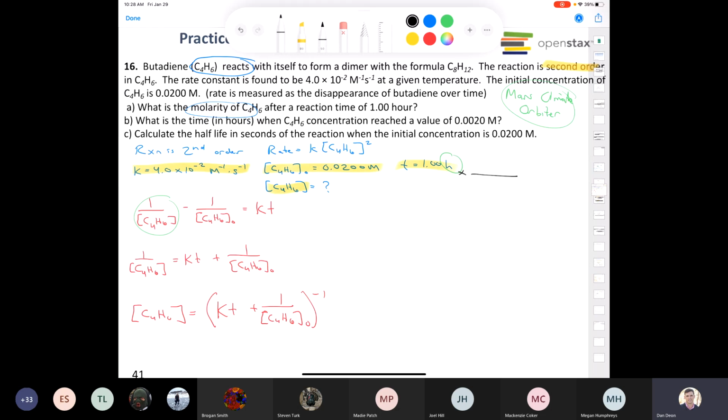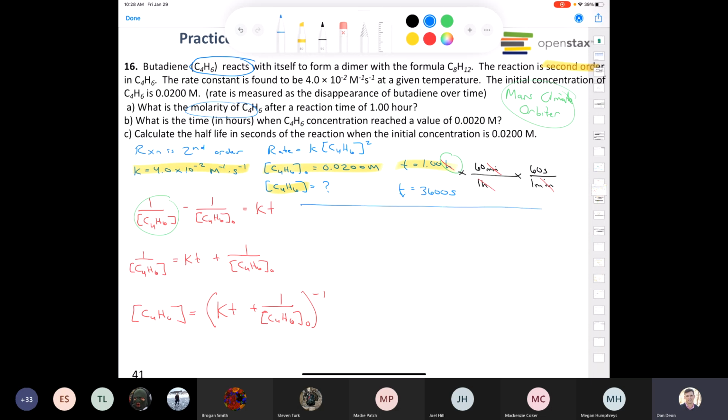Anyhow, in 1 hour we have 60 minutes, and in 1 minute we have 60 seconds. So hours cancel, minutes cancel, and we get that our t in seconds is equal to 3,600 seconds. Now we have everything. We'll plug all the numbers in here.